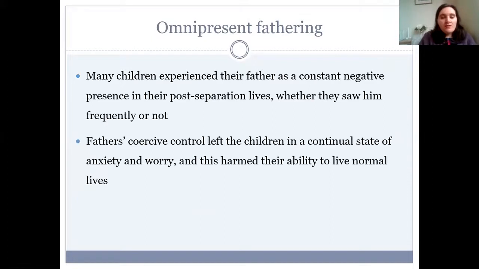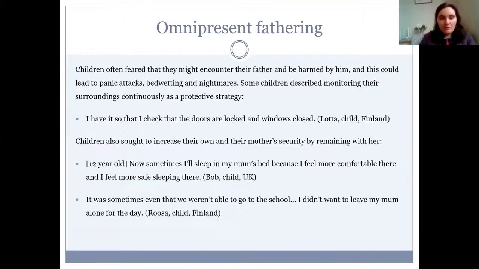Many children experience their father as this constant negative presence in their post-separation lives, whether they saw him frequently or not. This was leaving the children in a continual state of anxiety and worry and harming their ability to live a normal life. "I have to check it so that the doors are locked and that the windows are closed."